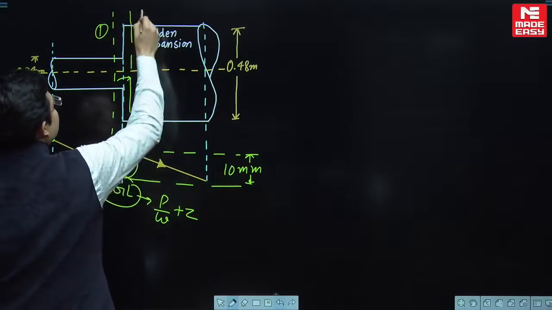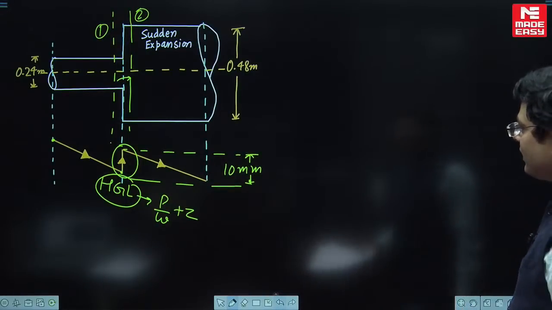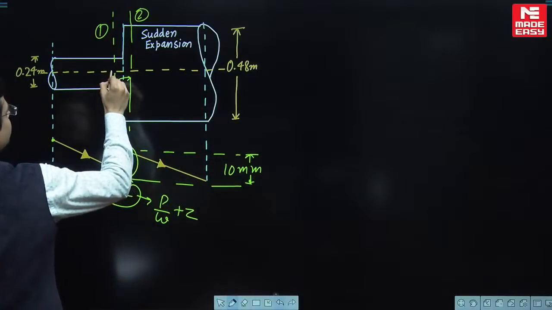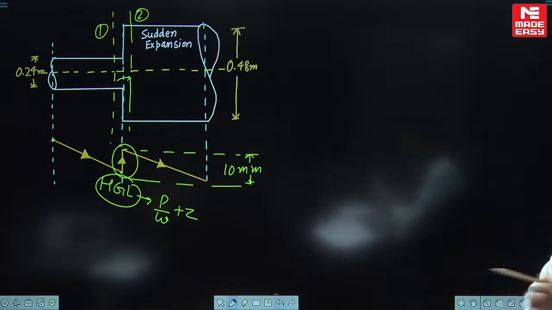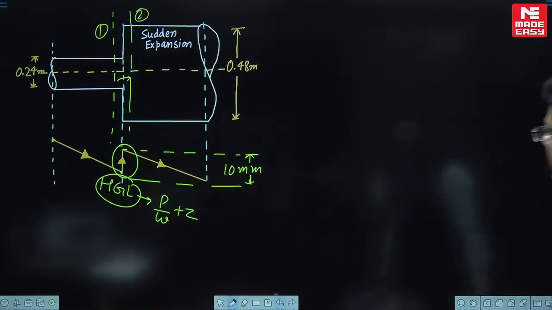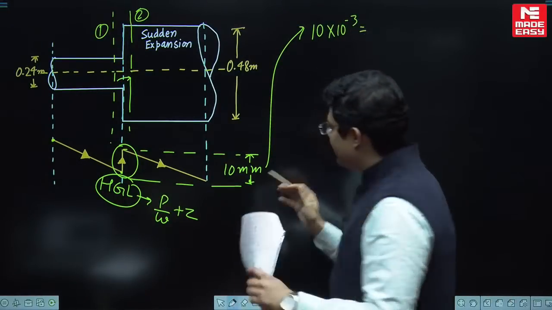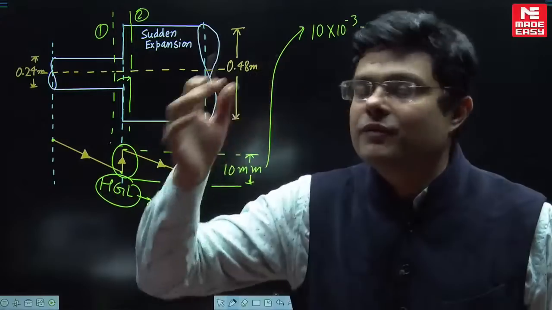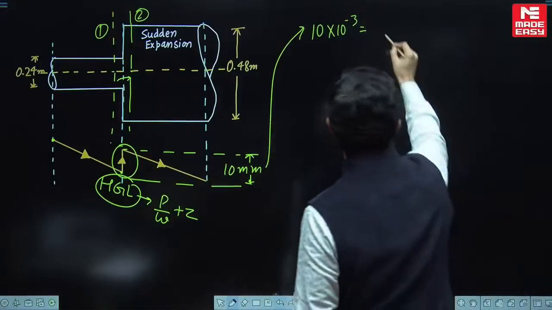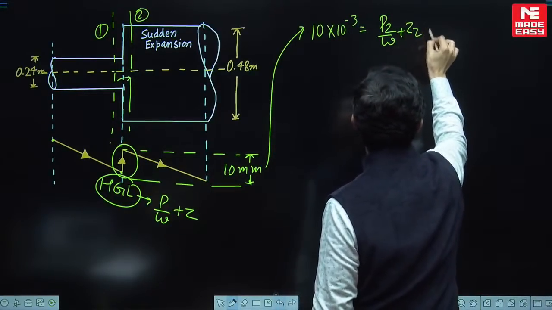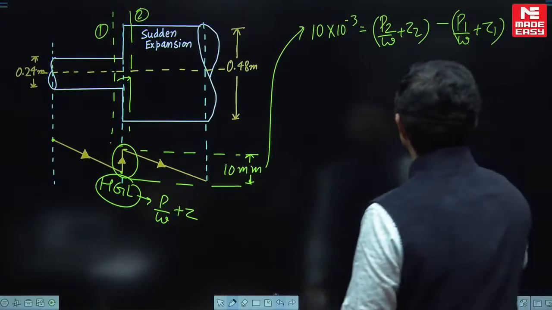So again, अभी आपने derivation type का किया. Let this section be 1. Let this section be 2. Okay. See, this jump is given as 10 mm. So if this is 1 and this is 2, piezometric head at 2 will be more, बच्चों है ना. So basically, what is this 10 mm? This 10 mm is 10 into 10 to the power minus 3, the rise of HGL. And look at the language, rise of HGL means rise of piezometric head. Rise of piezometric head means value of P2 by W plus Z2 minus P1 by W plus Z1. Clear, guys?